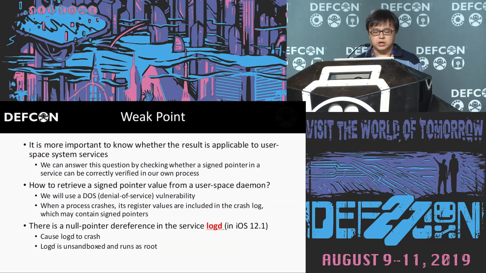The basic idea is that when a process encounters a denial of service vulnerability, it would crash. And when it crashes, its register values are included in the crash log, which may contain some signed pointers. We retrieve those signed pointers from the crash log. We found a null pointer dereference vulnerability in the service logd, in iOS 12.1. This null pointer dereference vulnerability will cause the logd service to crash. We know the logd service is unsandboxed and running as root.